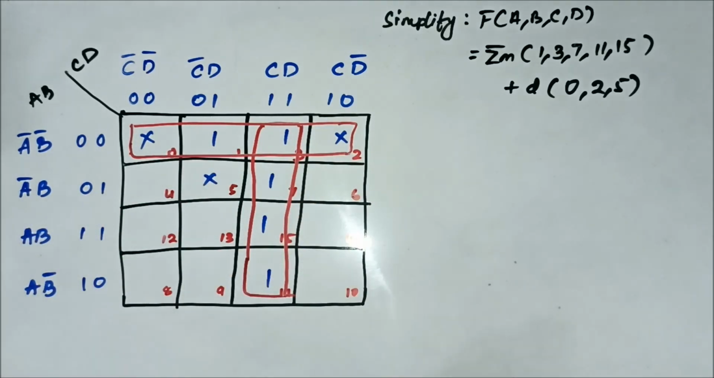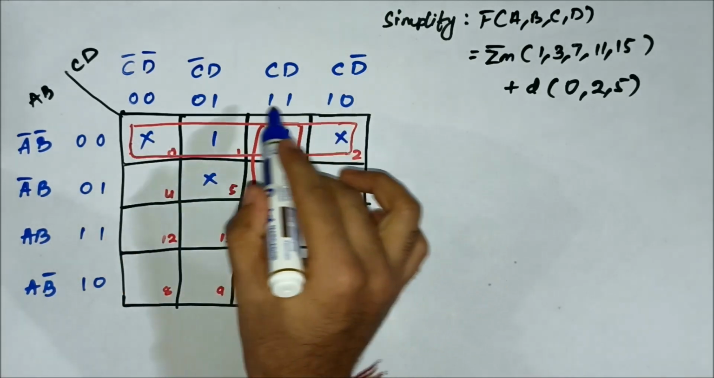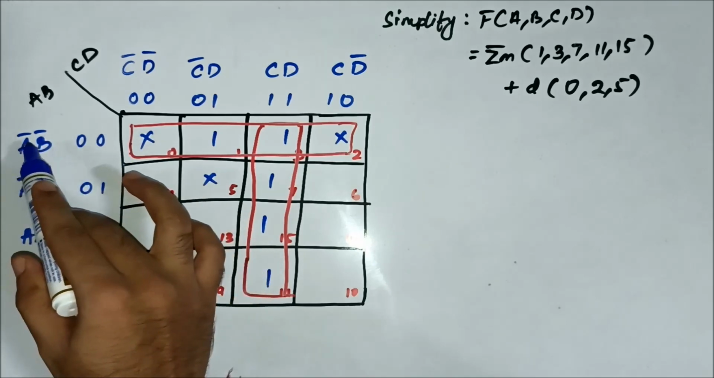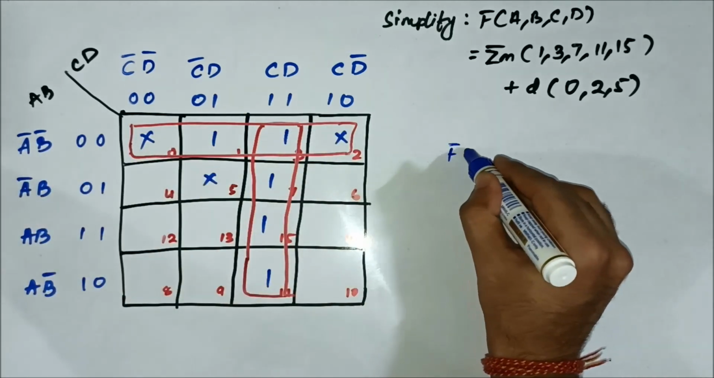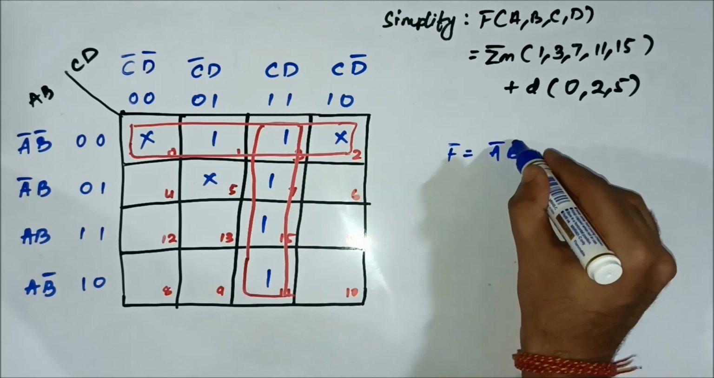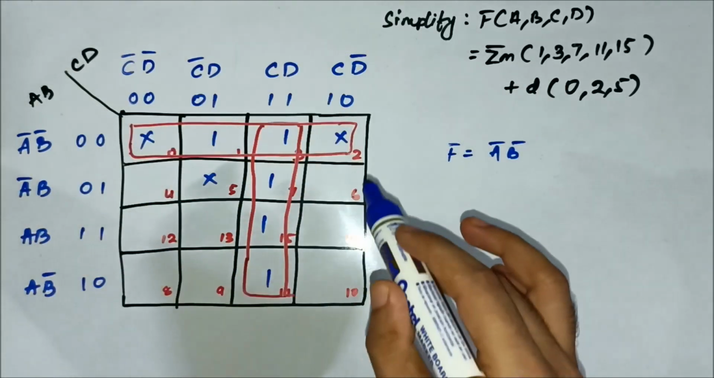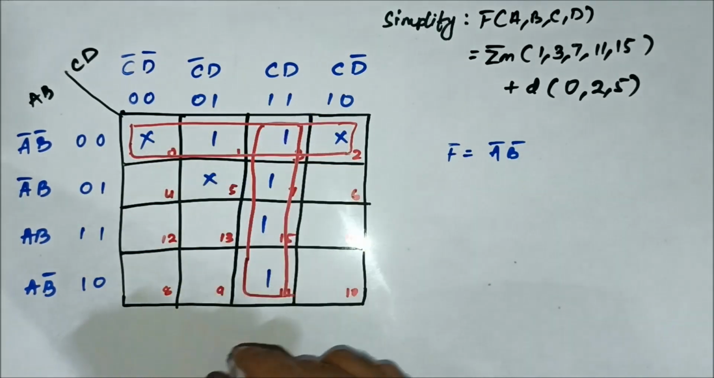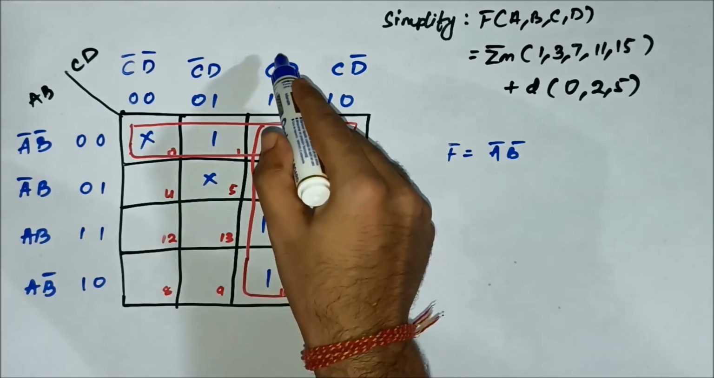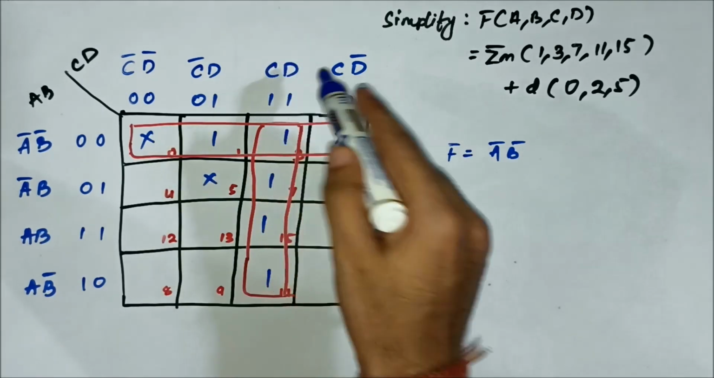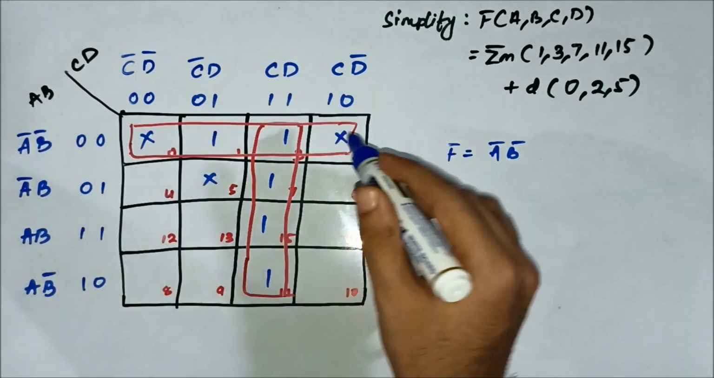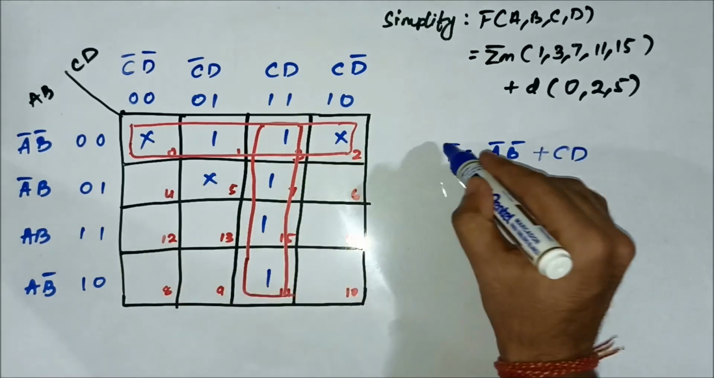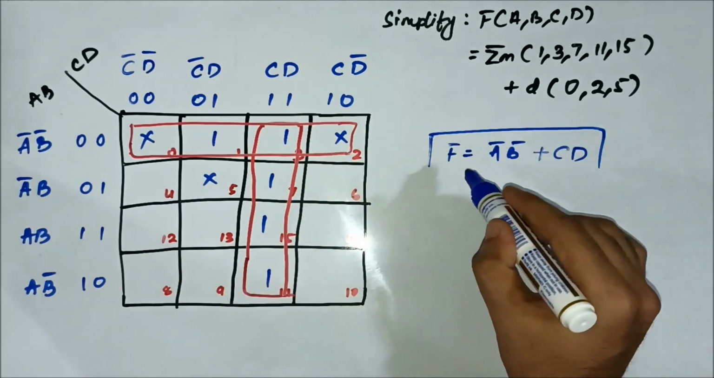Now we have to find out the common variables. For this quad, on the horizontal side we have A bar B bar common, nothing common on the vertical side. For this quad, on the vertical side we have CD common, nothing common on the horizontal side. So it is A bar B bar + CD. That is the simplified Boolean expression.